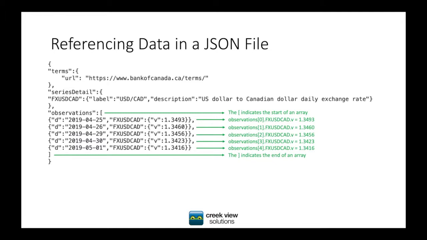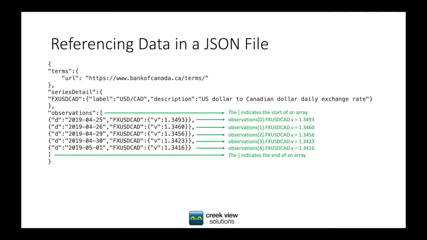An array is a list, in this case a list of observation objects, and we can access any specific observation object in the array by referencing its ordinal position. Don't forget the first position starts at 0. You can nest objects inside of other objects. For example, each observation object has an FX CAD object inside of it, and that object has a property called V that holds the exchange rate value.